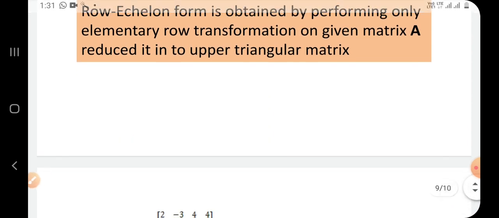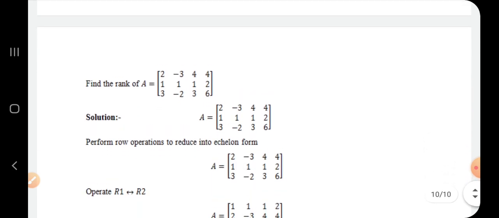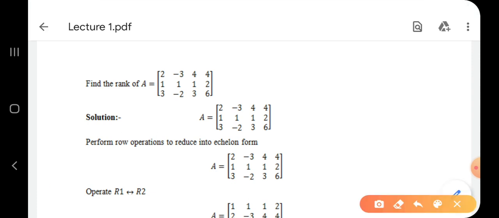Let us take one example to understand the concept. We will find the rank using canonical form. The question is, find the rank of matrix A. Write down the question carefully, write with me so that you will get the concept. Matrix A is: 2, minus 3, 4, 4; 1, 1, 1, 2; and 3, minus 2, 3, 6. This is your matrix A.